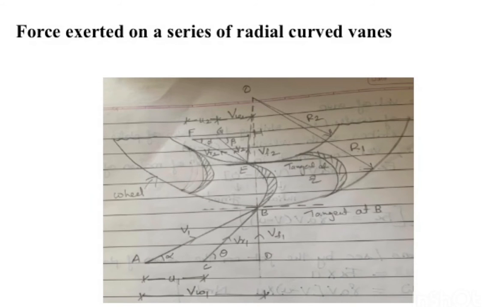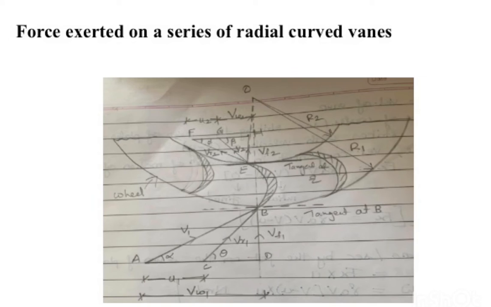Now the next derivation is for the force exerted on a series of radial curved vanes. Here in the figure you can see a series of radial curved vanes which are mounted on the wheel. Here the radius at inlet and outlet of the vane are different, so the velocities will also be different.